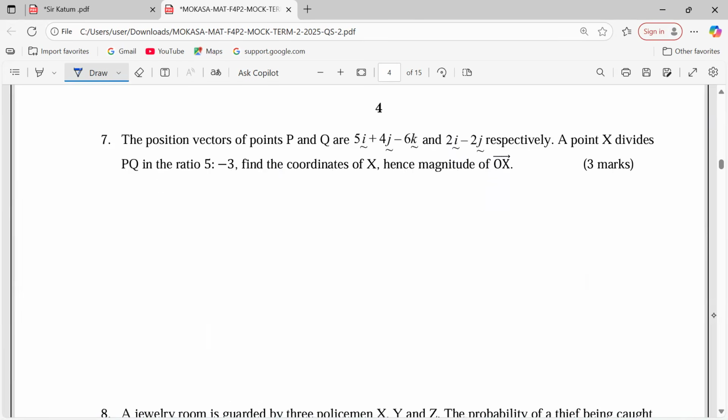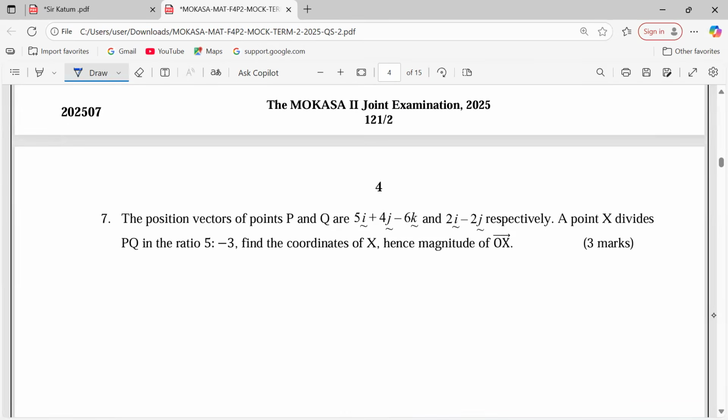Looking at number 7 now, the question says that the position vectors of points P and Q are 5i plus 7j minus 6k and 2i minus 2j, sorry, respectively. A point x divides PQ in the ratio 5:3. Find the coordinates of x, hence the magnitude of vector OX. This is what we call the external division of a line, proportional division of lines.